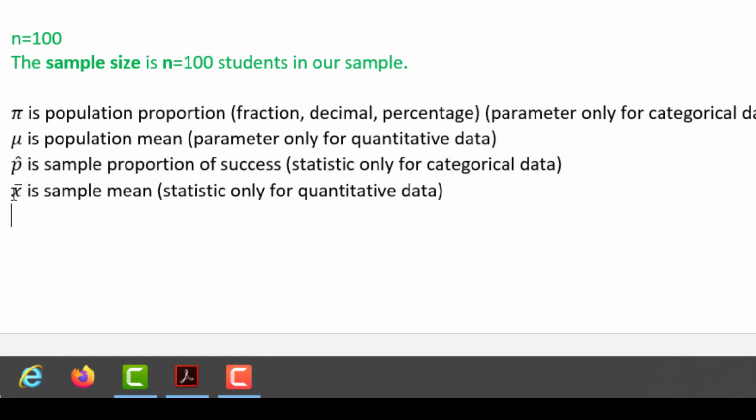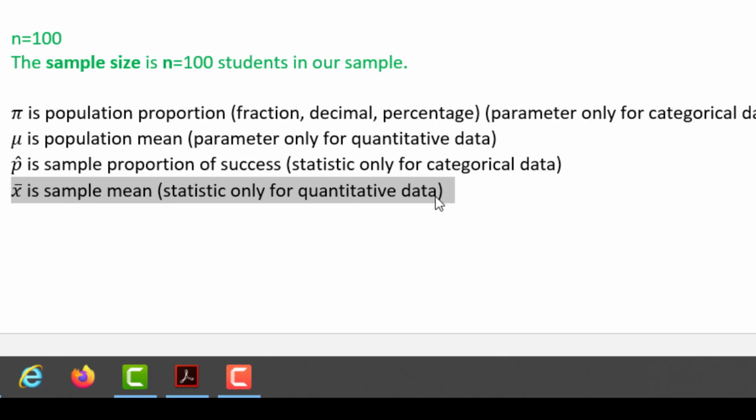And lastly then, X bar. X bar is a sample mean. It's a statistic. It's a number that you get from a sample. Again, this only comes from quantitative data. So it's going to be paired with mu. You're interested in finding the mean of the entire population, but since you can rarely gather all population data because the set's too big, instead you gather a sample from that population and you get the mean of your sample.